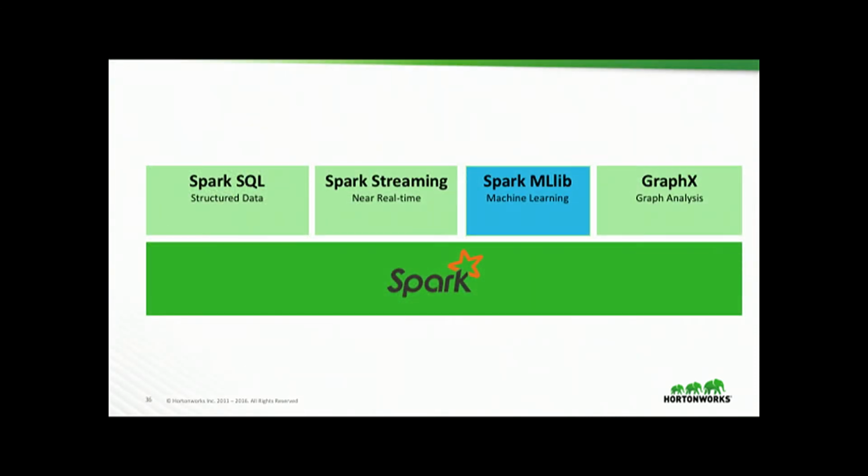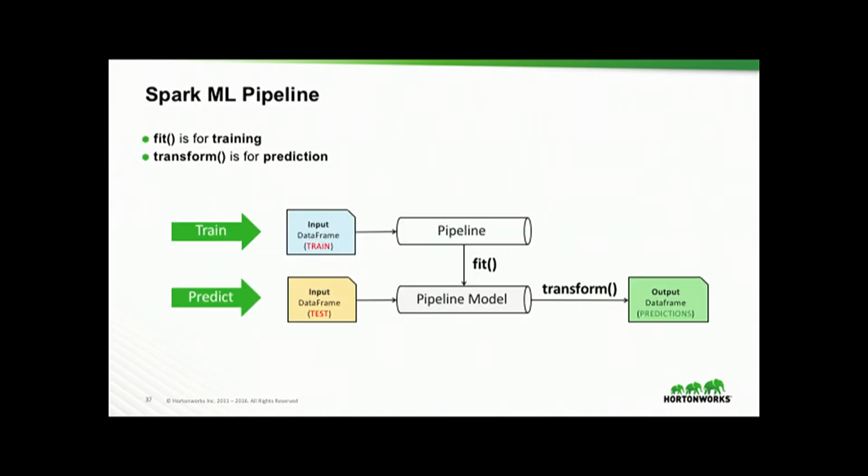The Spark MLlib module, which is for machine learning, is really relevant for many pipeline-type machine learning applications. Two key things to remember about machine learning, and two key functions that you'll be using, are fit and transform. Fit is for training, and transform is for the actual prediction.